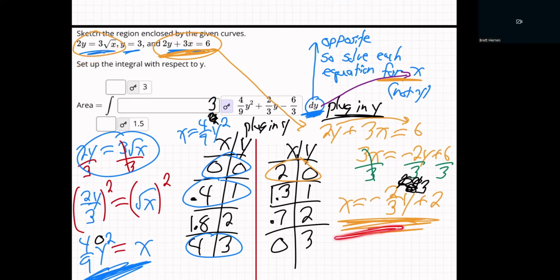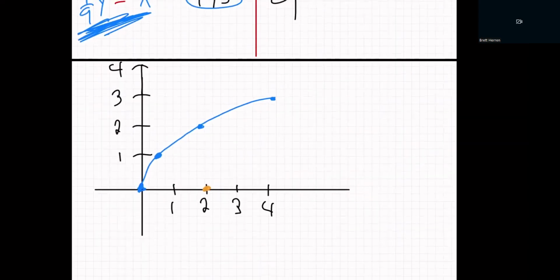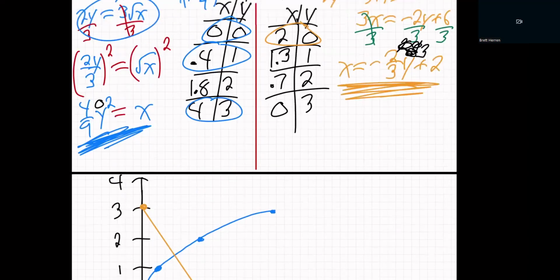So anyway, this is going to be a straight line. So I can just do 2, 0, and 0, 3 and just connect the dots. 2, 0, and 0, 3. Boom, those two. Connect the dots. If you want to see the other ones, I can do it for you.